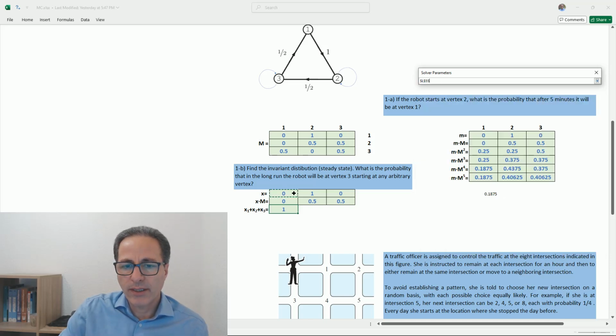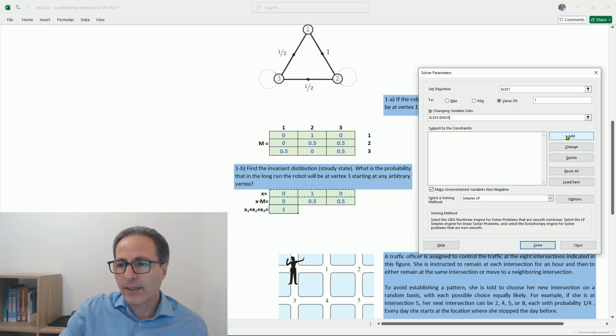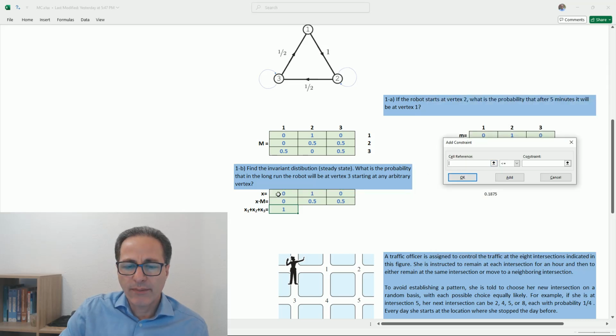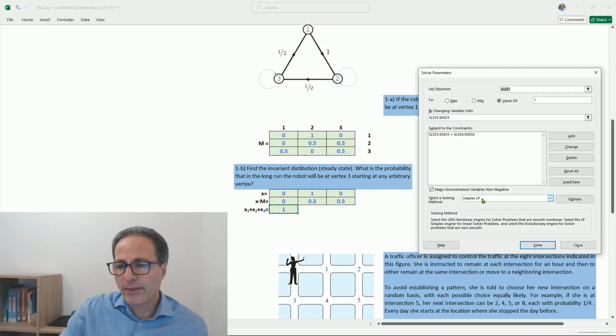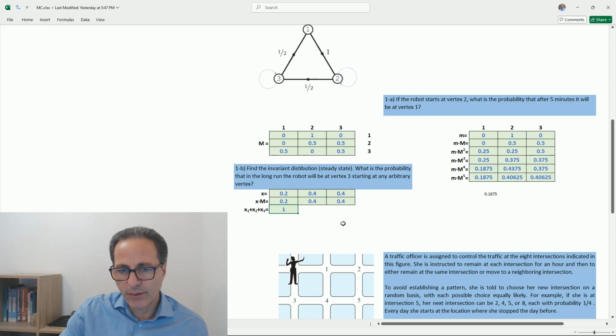Changing variables are the xi's, these cells, and the condition is that the x vector must be equal to x times m. Again, we want to solve with simplex, and the xi's are non-negative, and since their sum is 1, for sure they are going to be between 0 and 1. If we solve, we get this solution. We can see that if x is 0.2, 0.4, 0.4, and I multiply it by m, I get the same thing.